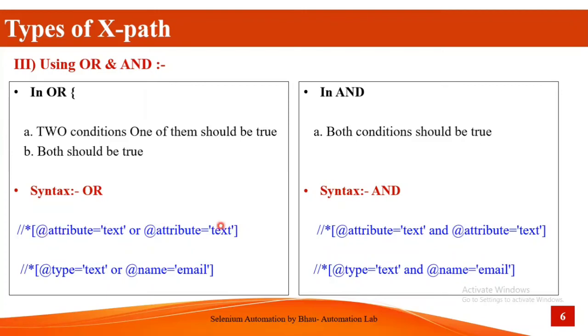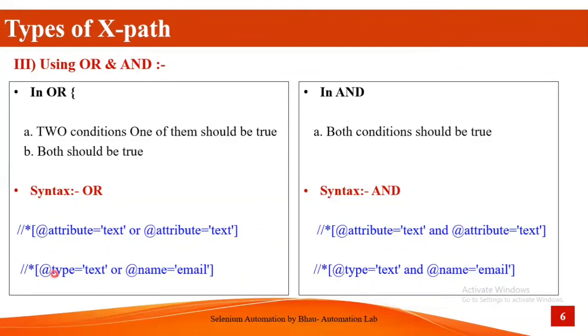If both conditions are true, then it works. If one of them is true, still it works. But in AND, both conditions should be true, not just one of them. Simple, like a programming language. If you define the syntax here, like attribute is equal to text or attribute is equal to text.